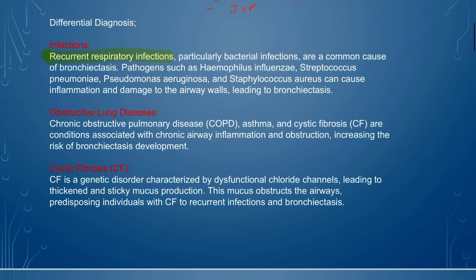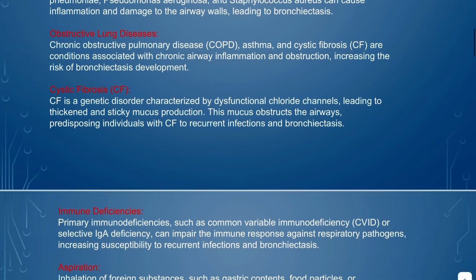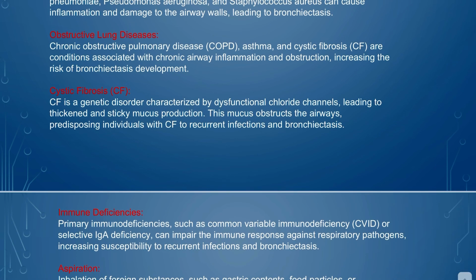Obstructive lung disease: COPD, asthma, and cystic fibrosis. These are conditions associated with chronic airway inflammation and obstruction, increasing the risk of bronchiectasis development. And then cystic fibrosis, we are all aware, is a genetic disorder with a dysfunctional chloride channel, leading to thickened and sticky mucus production. This mucus then obstructs the airways, predisposing individuals to recurrent infections and bronchiectasis.